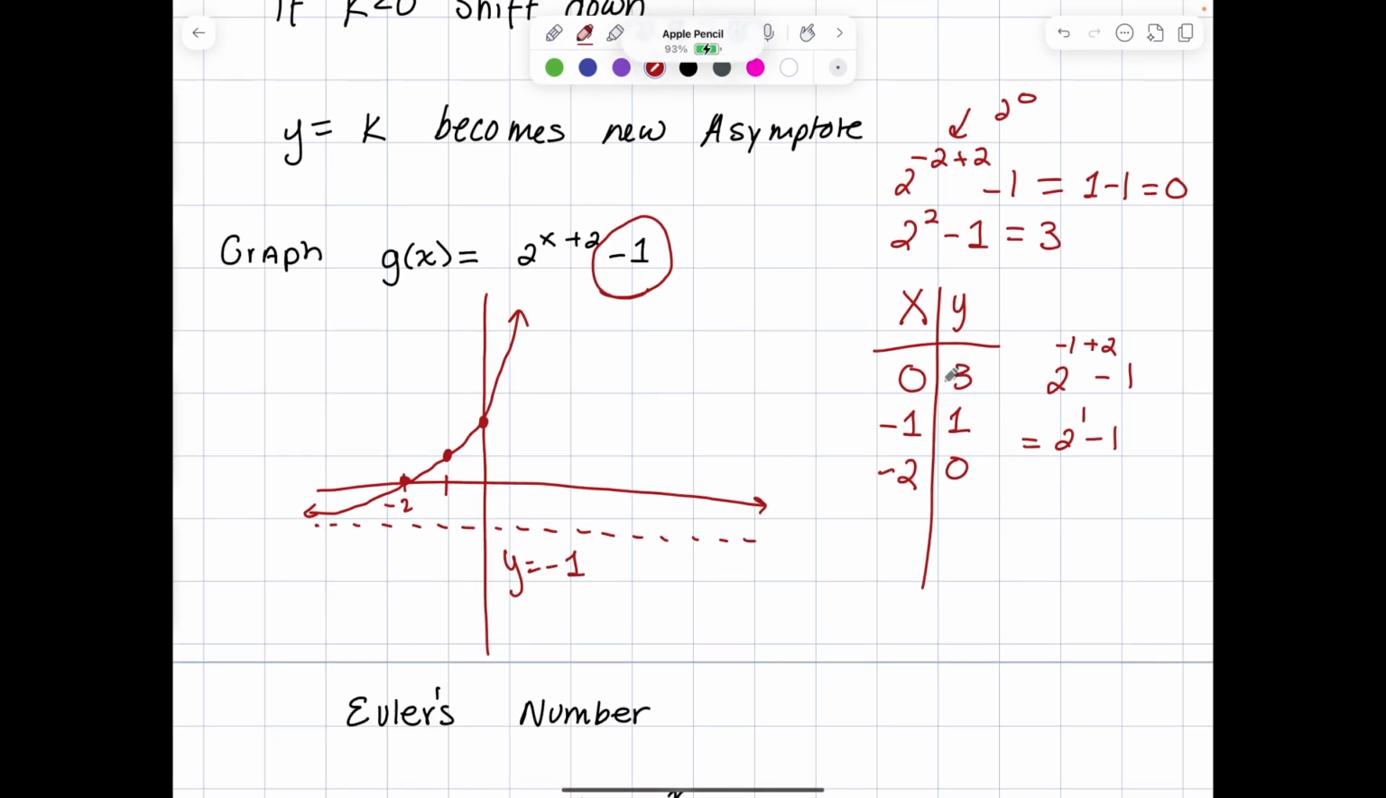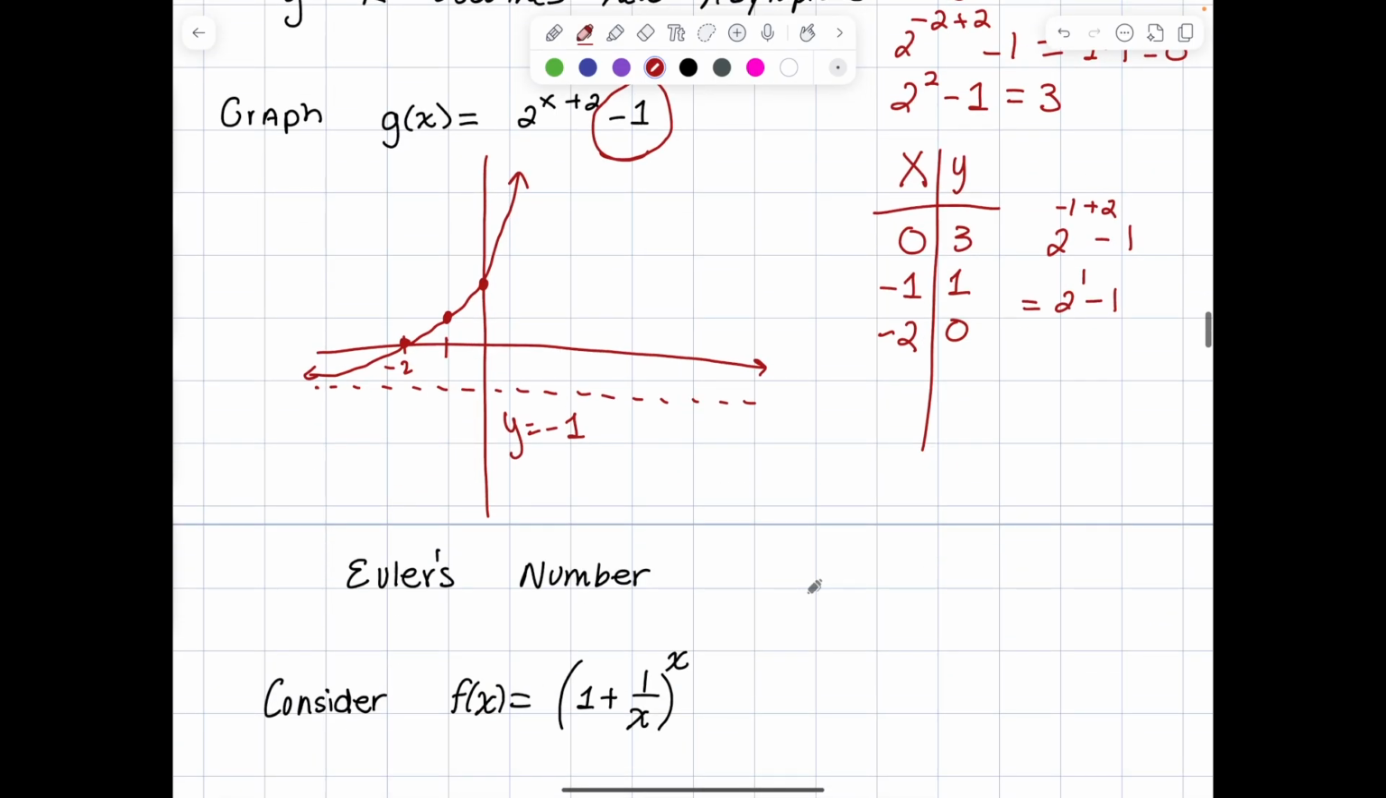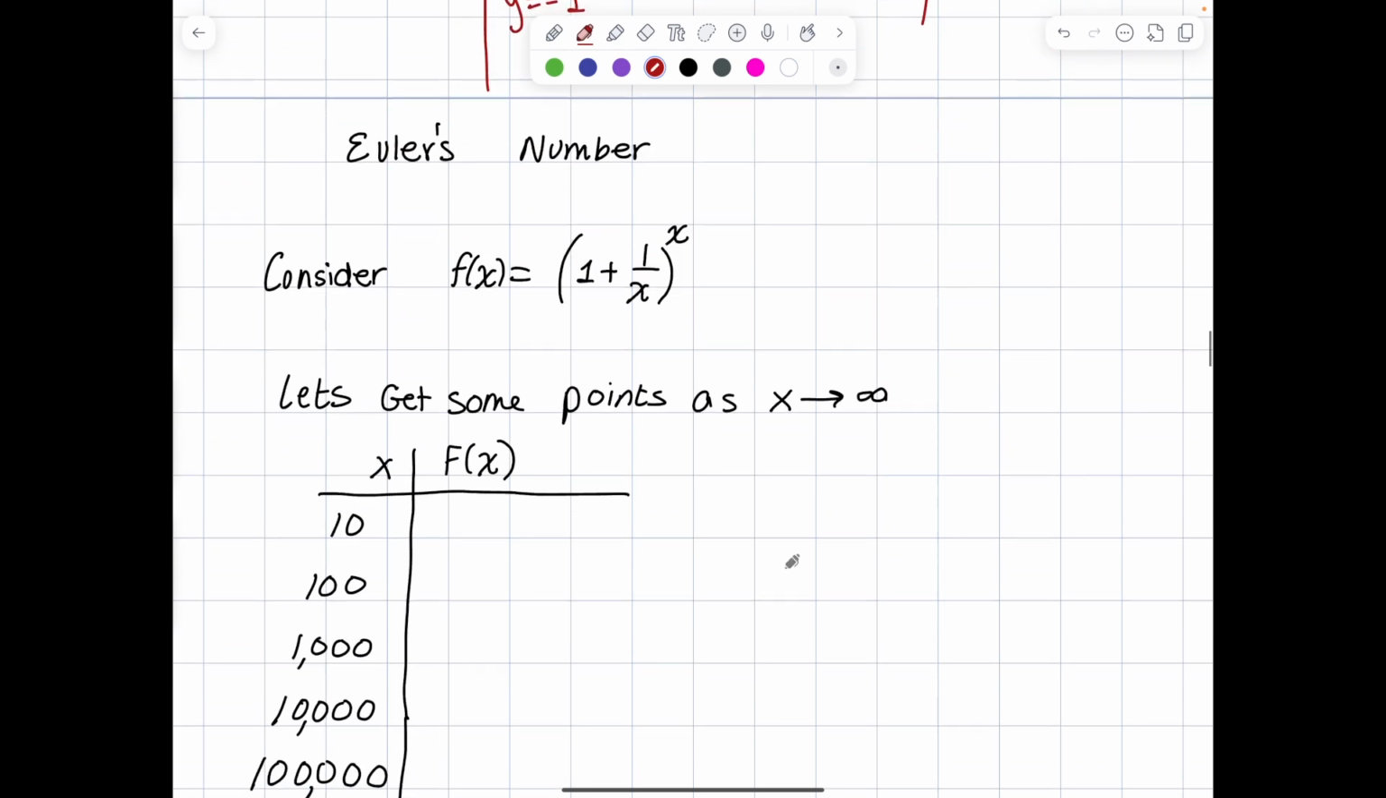Okay, the next thing that we need to talk about is a new number that I'm going to introduce to you. So you've probably seen this in the past, but maybe you haven't. When we have exponentials, we want to talk about something that's really important and very popular in math. So Euler's number is something we're going to discuss, and we're going to be very comfortable with. We need to in this class.